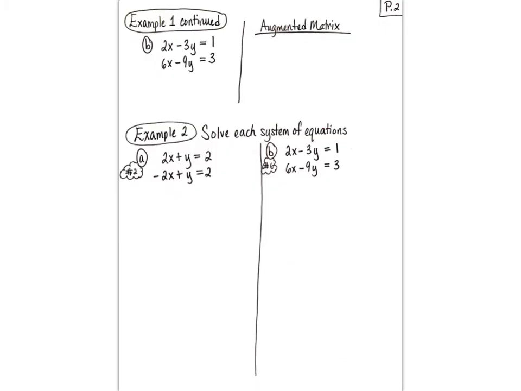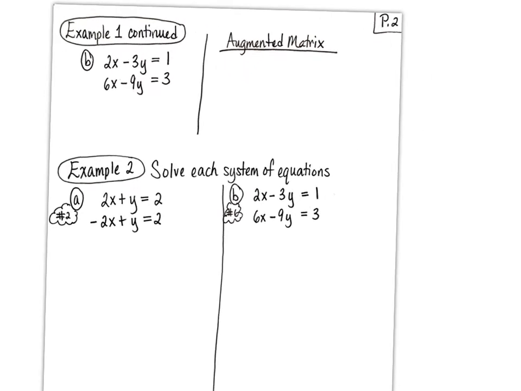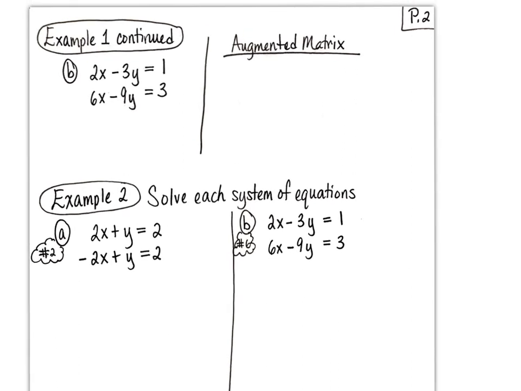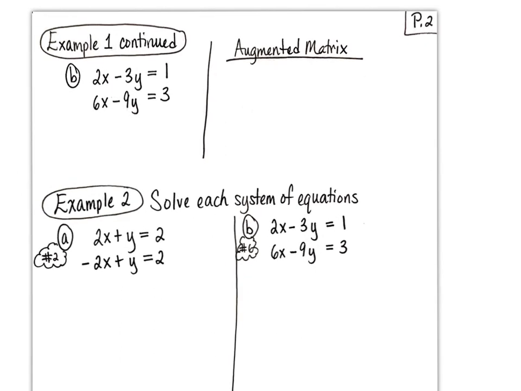Part B. Given that system of equations, write the augmented matrix for that system. Take a minute. What's the size of this augmented matrix? 2 by 3. What's the first row? 2, negative 3, 1. And what is the second row? 6, negative 9, 3. Very good. So that is the augmented matrix for that system.